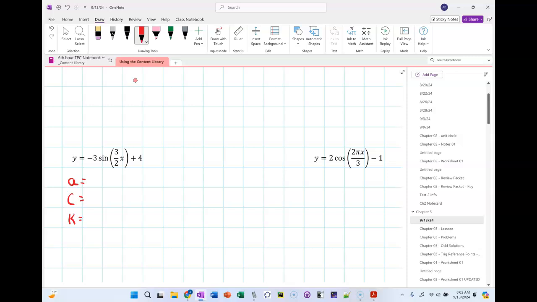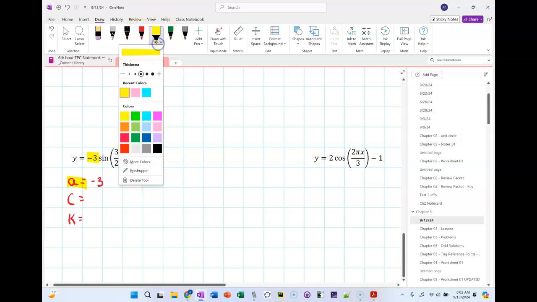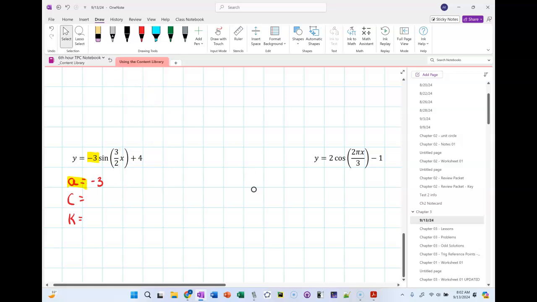So my value for a is, what do we think here? Remember, the a is that number out front, so that's just -3. And then my value for k, we'll save the tricky one for last, is that number at the end, so just 4. Remember, if it's minus, we've got to take that negative with us, though.